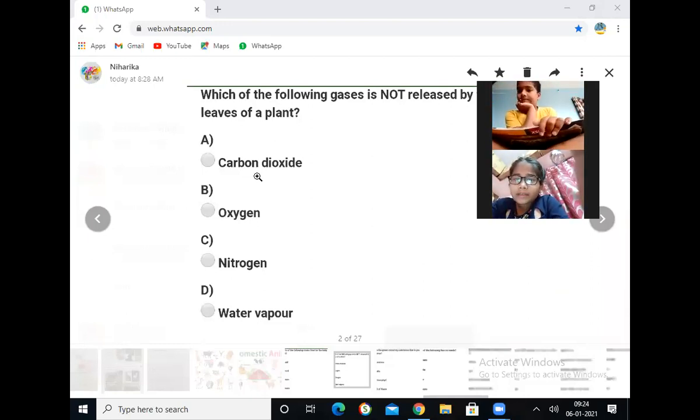Ma'am, nitrogen. Nitrogen is the correct answer. Plants absorb carbon dioxide and oxygen is released. Nitrogen is not absorbed by the leaves or given out from the leaves. Water vapor also comes from the leaves. So the answer is nitrogen. Yes, we will go for the next question.